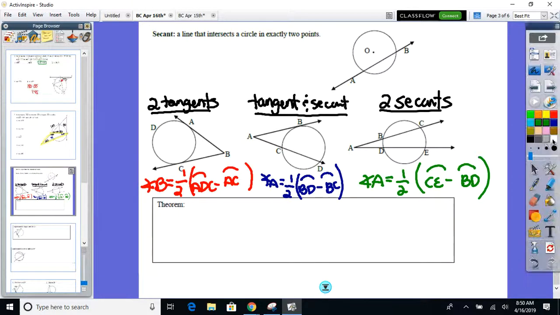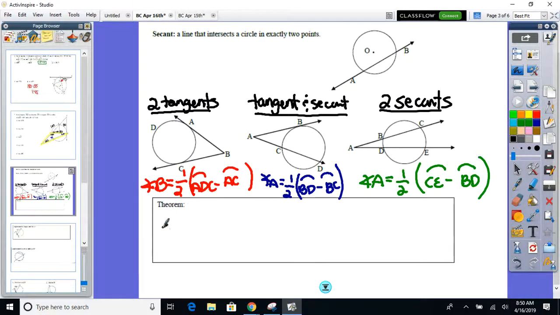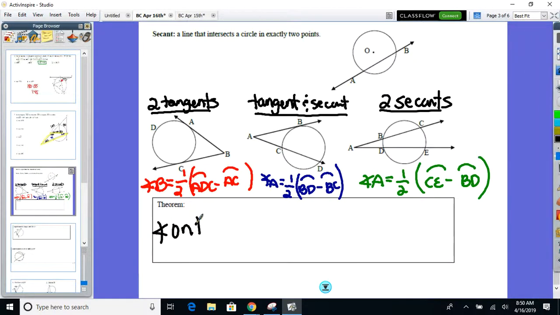Okay, so summing this up for a theorem, an angle on the outside is equal to half. Anybody know the answer when I subtract? What that's called? Like sum is addition. It's half the difference of the two arcs in between.